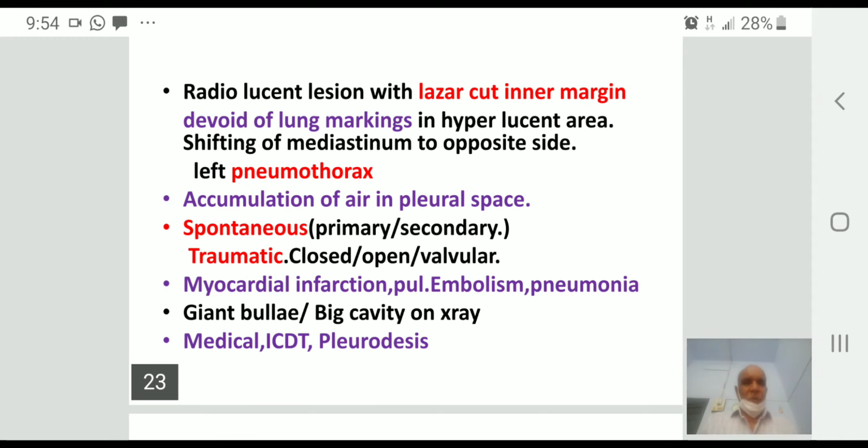Treatment of pneumothorax depends on, one, the onset of pneumothorax, second, the severity of the pneumothorax, and third, the underlying lung condition. So it is treated by a medical line of treatment. It may require an intercostal drainage tube or pleurodesis.